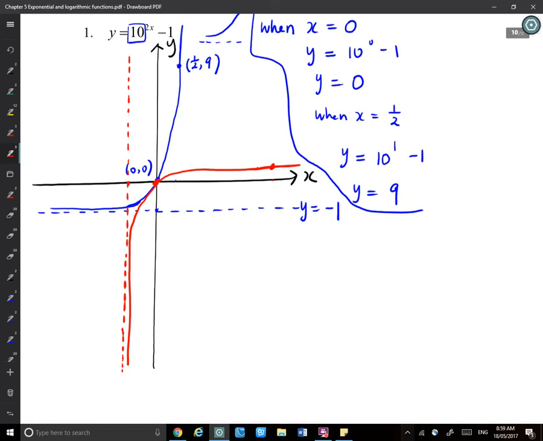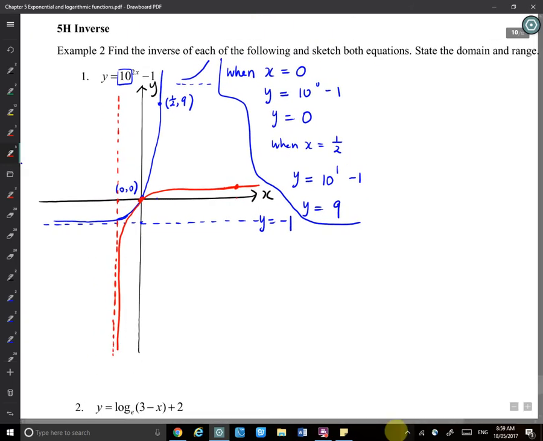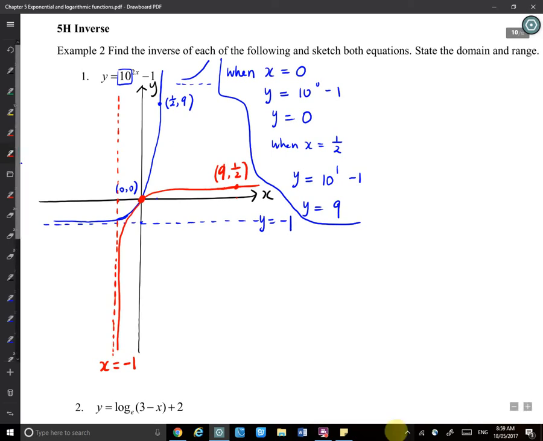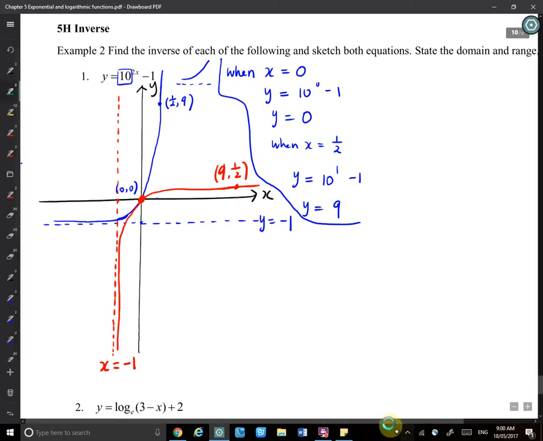And there's no other point of intersection. So this will have (9, a half), also (0, 0), and this will be x equals -1. That's reflected by the line y equals x. Okay, a graph like that.